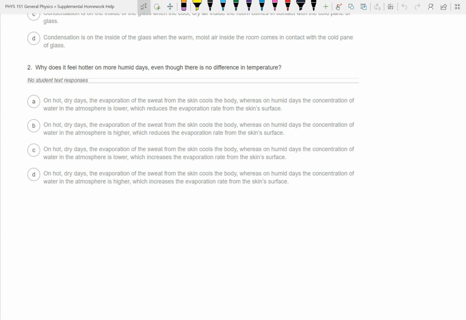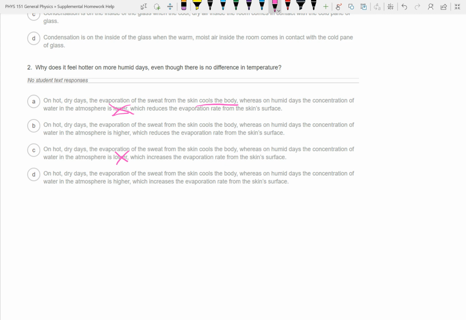Let's just look at each one piece by piece. So on hot, dry days, the evaporation of the sweat from the skin cools the body. Okay, so there's something that would cool the body. Whereas on humid days, the concentration of water in the atmosphere is lower. Nope, it's higher. It's B or D. So we can rule that out. So we ruled out A and C because it says on humid days, there's less water in the air. That wouldn't make sense. Okay, so the others. On hot days, the evaporation of the skin cools the body. They all have cools the body, so I didn't need to underline that.